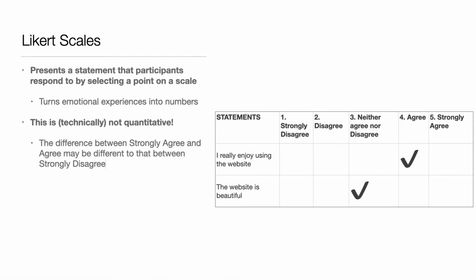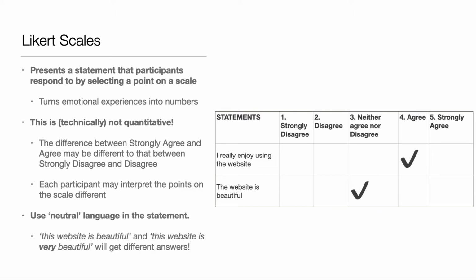Now this is not actually quantitative because the difference between strongly disagree and disagree is different for every single person. So everyone might interpret the pieces differently. Because of that, you've got to use neutral language in a statement. So this website is beautiful and this website is very beautiful have very different answers. We can strongly agree with something being beautiful, but we may not strongly agree with it being very beautiful.